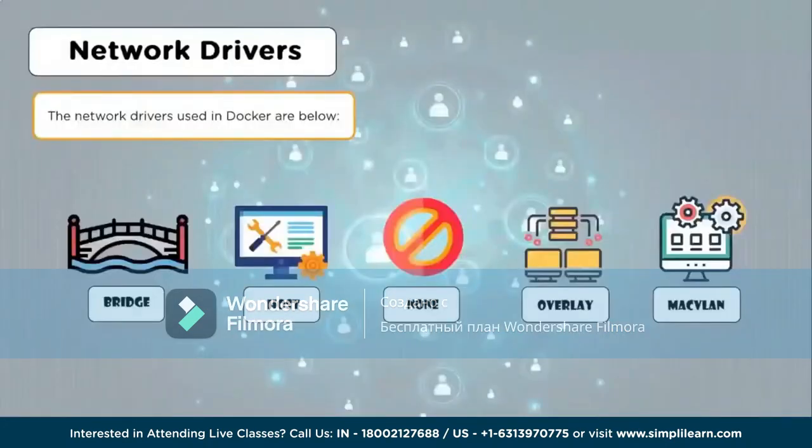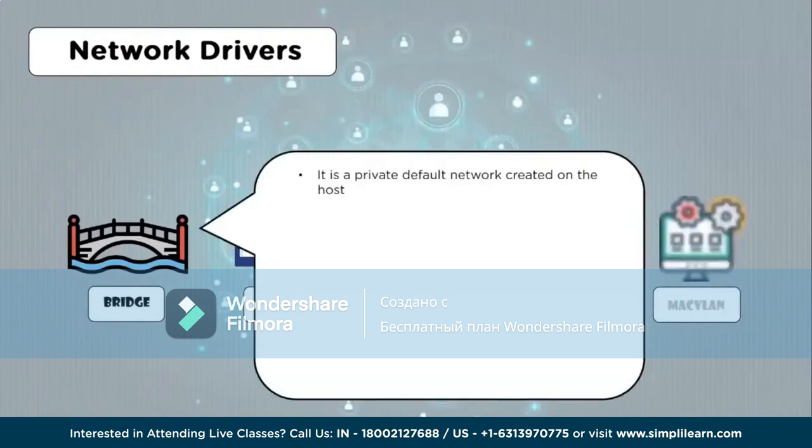Now there are 5 types of network drivers available. First one is the bridge, then host, none, overlay, and MACVLAN. So these are the different network drivers available over here. First one is a bridge. It's a private default network created on the host. If you go to the installation of Docker, this is the default driver which gets installed onto the system, onto the host.